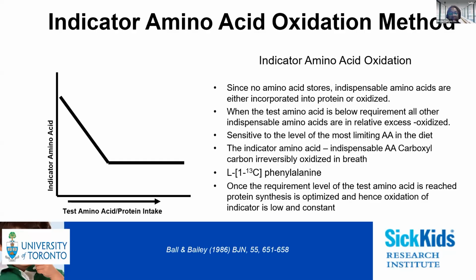And so as we increase the intake of the test amino acid or the test protein, indicator amino acid oxidation decreases. And when we get to a point where the indicator amino acid oxidation no longer decreases, that is the mean requirement. Further increases in the protein or the amino acid intake produce no further changes in the oxidation of the indicator amino acid.